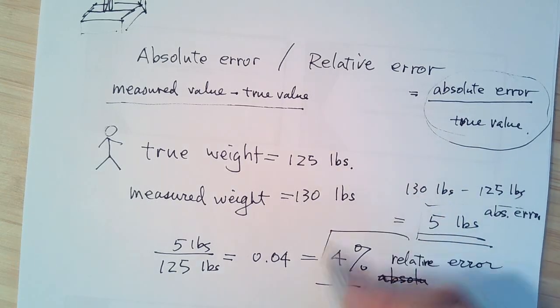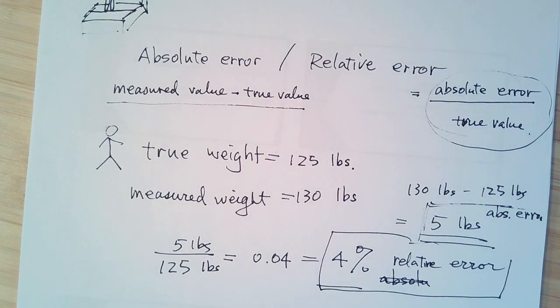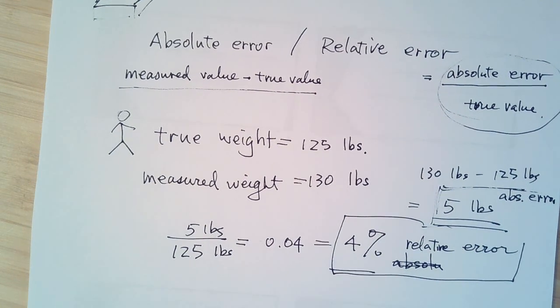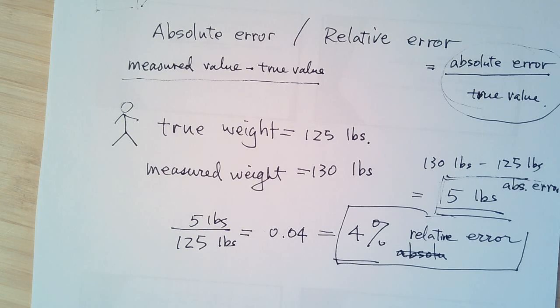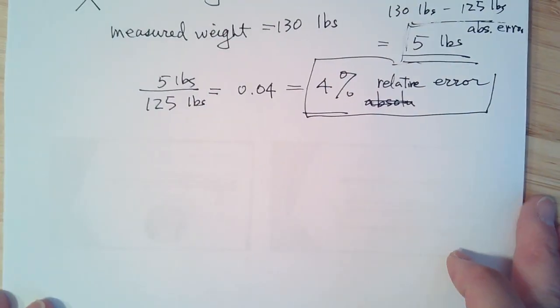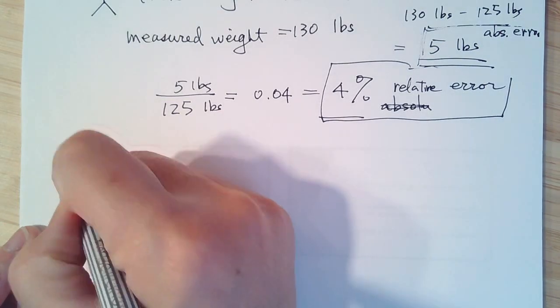Okay. Now you see the difference? For the absolute error, we talk about the value minus value, and for the relative error, we talk about the percentage. Okay. And the last concepts that you should be able to tell the difference between are accuracy and precision.